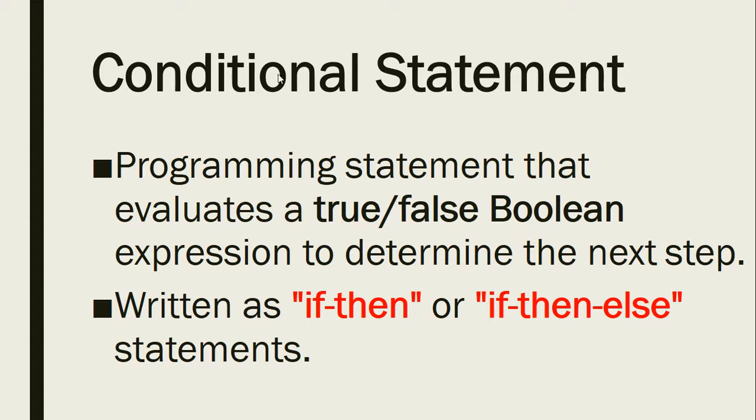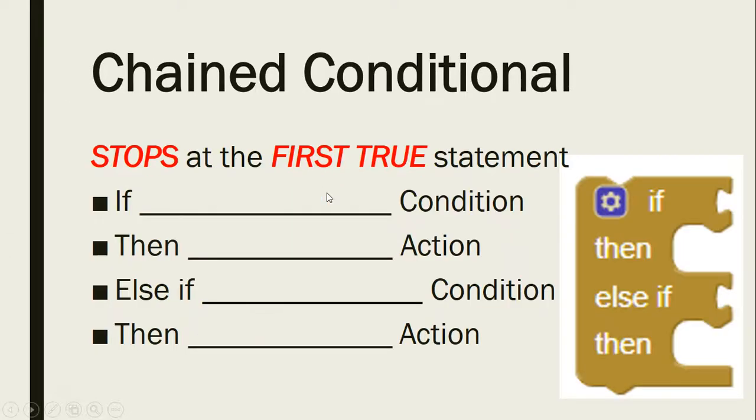All right, but inside conditional statements, we have two variations that operate similarly but definitely different. So the first one is a chained conditional. All right, a chained conditional stops at the first true statement. You can kind of see there on the right what that would look like in App Inventor. And again, you could click the gear. We could click that little gear there, and you could add additional chained conditional statements if you wanted, as many as you would need.